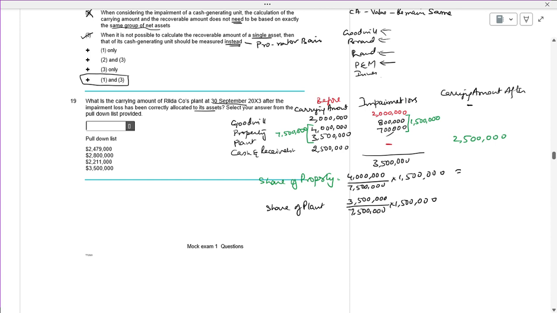Are you clear about this? 4 minus 0.8 comes to 3.2. 3.5 minus 0.7 comes to 2.8. What are they asking us? They are asking what is the carrying amount of the plant. What is the carrying amount of the plant? Answer is 2.8.